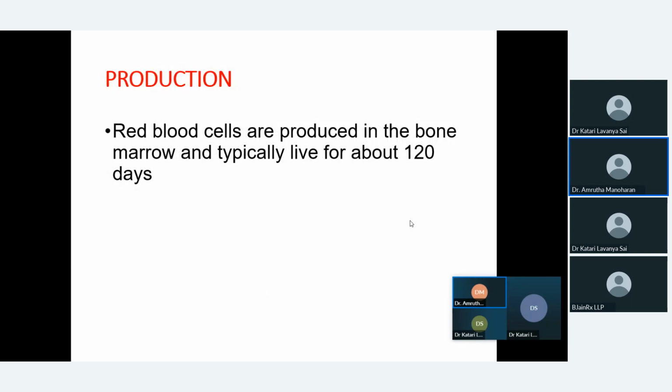So we all know that RBCs are produced from the bone marrow and the lifespan is about 120 days. Significance: red cells are the most common type, about 40 to 45 percent. It is one of the important components of transfused blood products. Next slide.